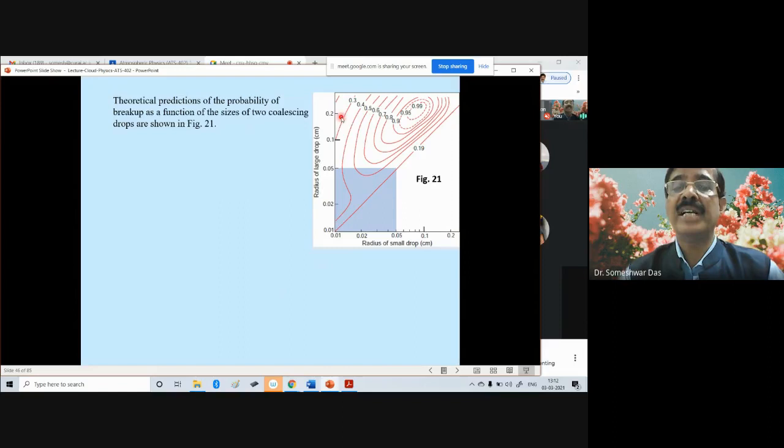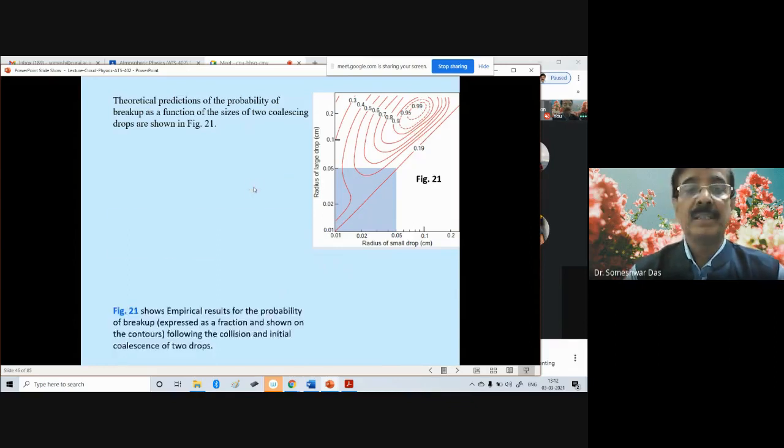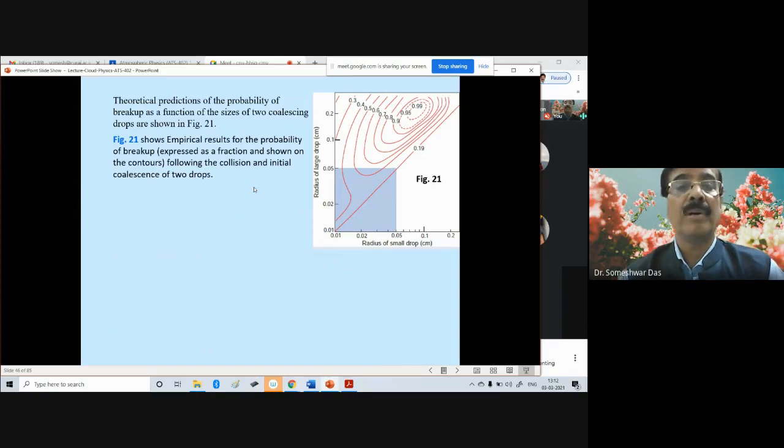So initially, the probability of the breakup is small because the size of the smaller droplets is very small. But as the size increases, the probability also increases from 0.3 to 0.4 to 0.5 and so on. But after reaching the maximum, it starts decreasing. So this is the probability of raindrop breaking.